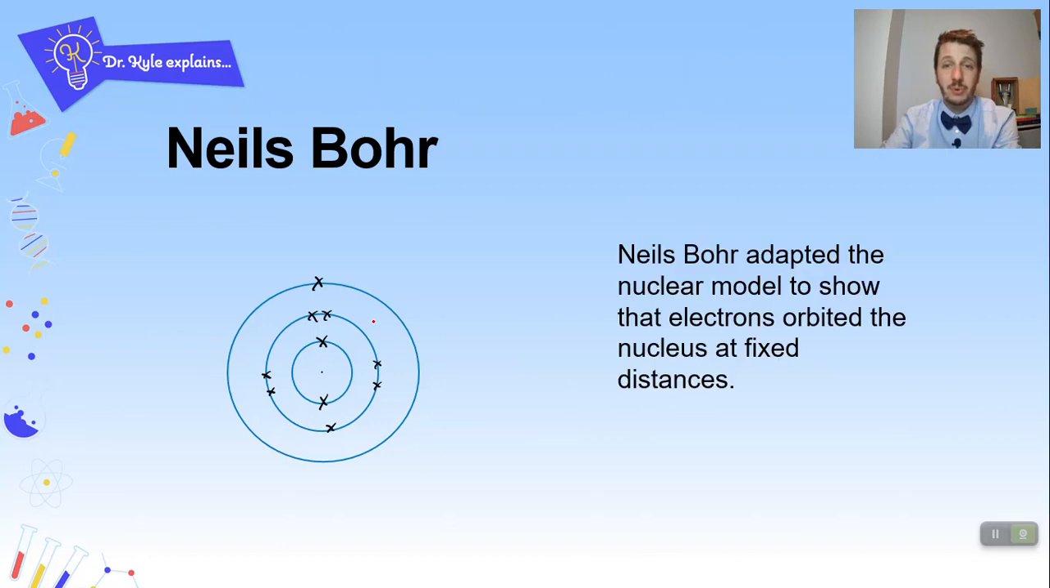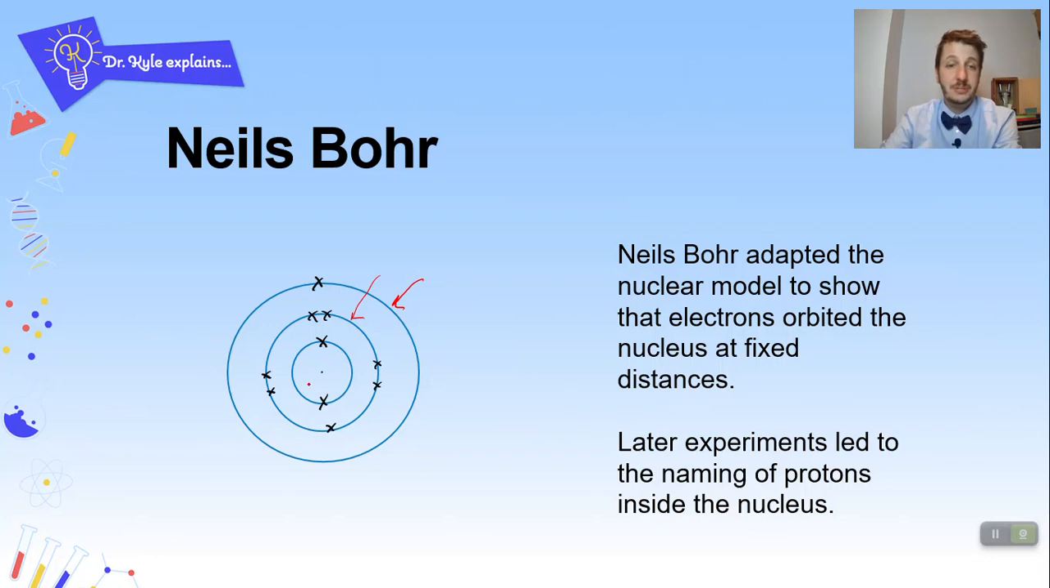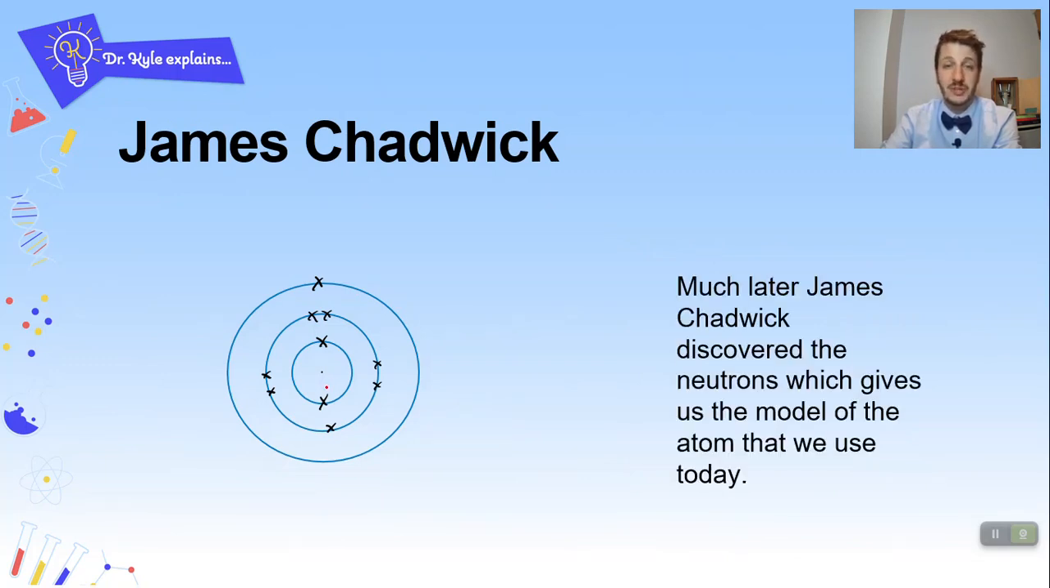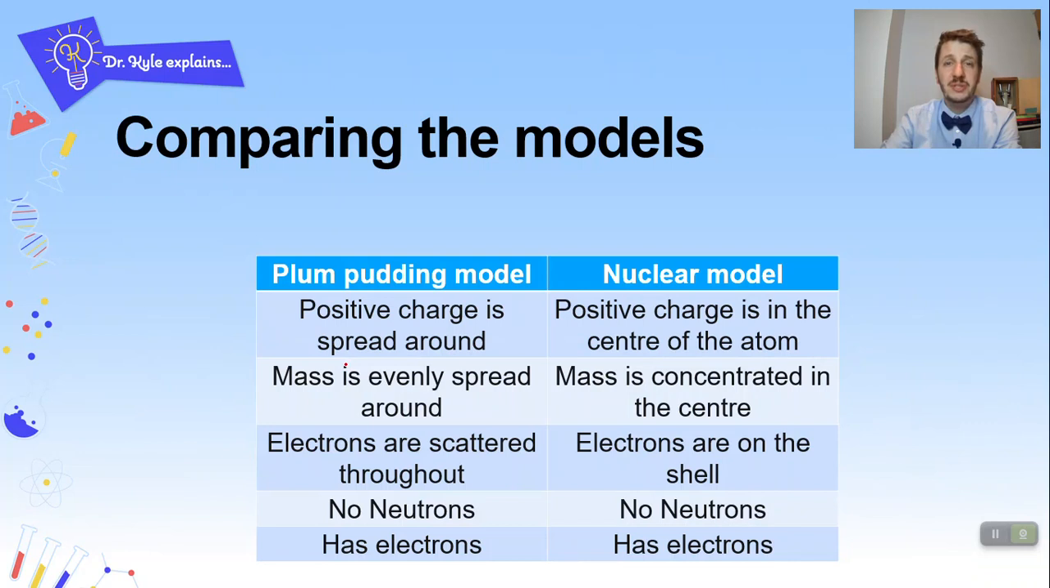Later on, Niels Bohr stated that the electrons should be stuck in fixed energy levels and should not be all on the first shell. Later experiments also led to the discovery of the protons within the nucleus. Now, finally, James Chadwick found some particles with a neutral charge inside the atom, and these were later thought to be the neutrons.